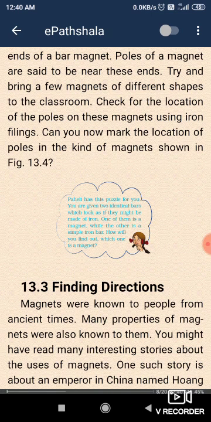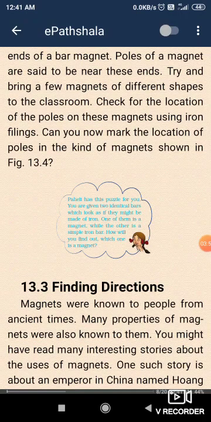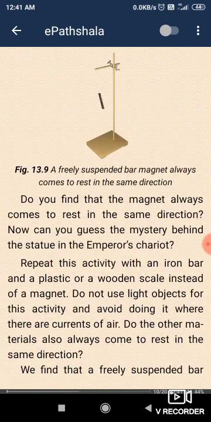Now let's see finding direction. Compass. This is a small glass case containing a magnetized needle pivoted on a nail. The needle can rotate freely. Wherever it is kept, its needle always rests in the north-south direction. Normally, the north pole of the needle is painted red or some other indication is given to identify the north and south poles. So, using this needle, north and south can be identified. Okay.